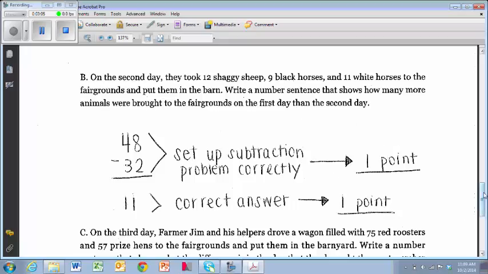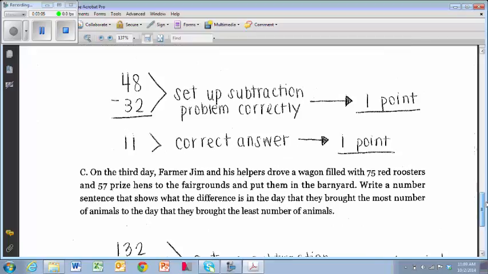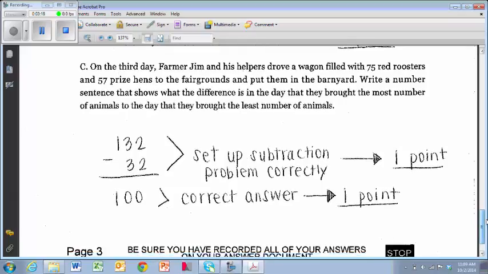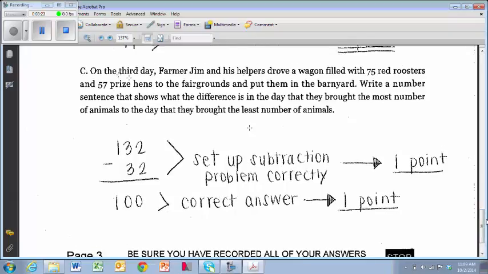And then similar to that, for part C, they must write a number sentence that shows what the difference is in the day that they brought the most number of animals to the day that they brought the least number of animals. So you'll see that on the 3rd day, they actually have 132 animals because they would have added 57 and 75 together. They may have done that off to the side also. What you're looking for is that they write a number sentence that is correctly showing the difference between the most and the least, and that they are subtracting.